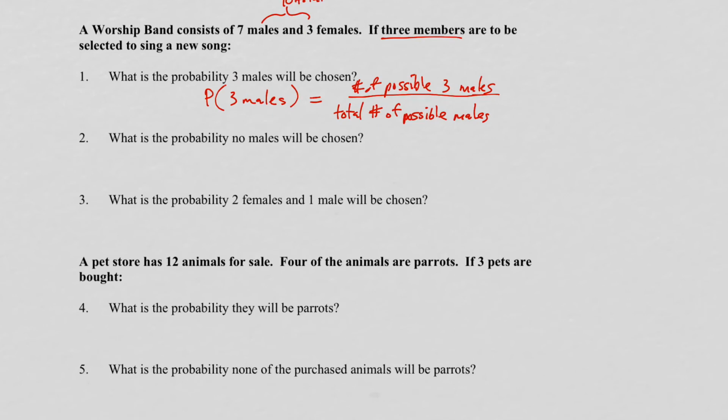Okay, remember there's 7. So it could be the first 3, or it could be the last 3. It could be the 3 in the middle. There's all kinds of options for just 3 males.